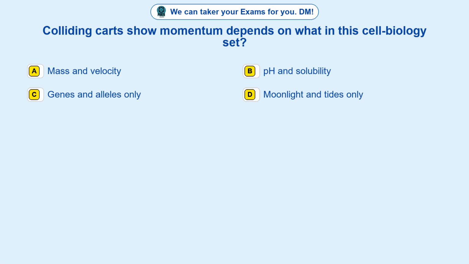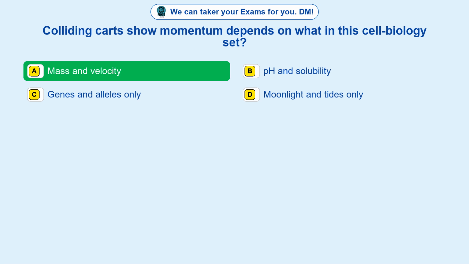Question 62. Colliding carts show momentum depends on what in this cell biology set? Option A, mass and velocity. Option B, pH and solubility. Option C, genes and alleles only. Option D, moonlight and tides only. The correct answer is option A.